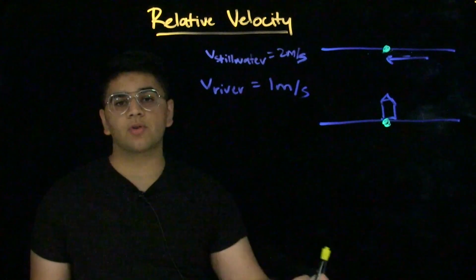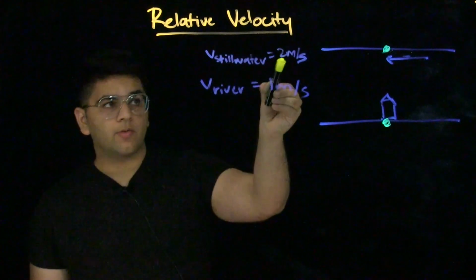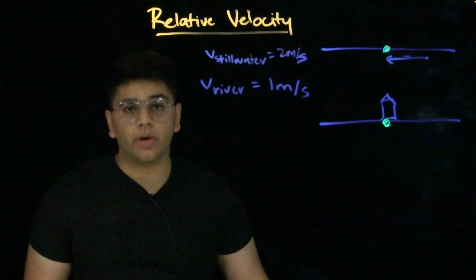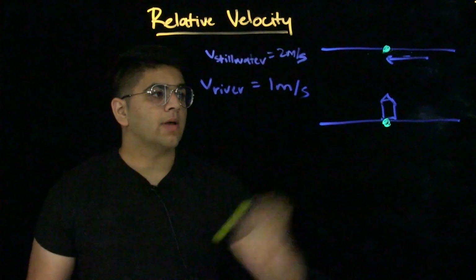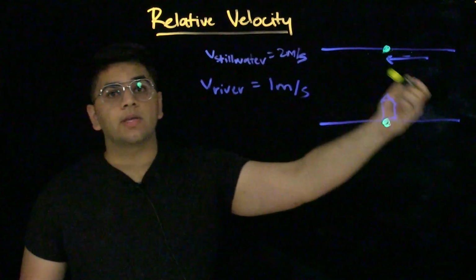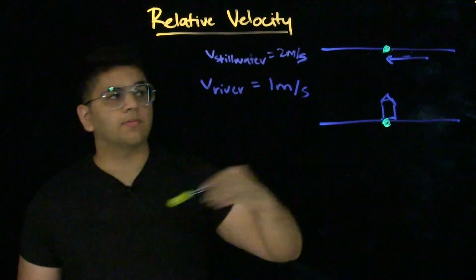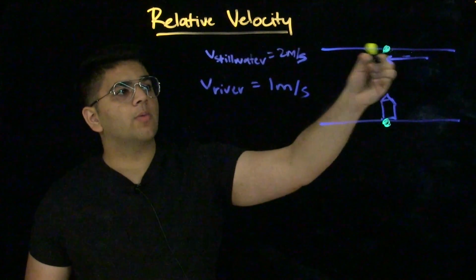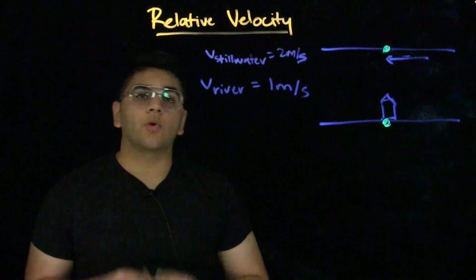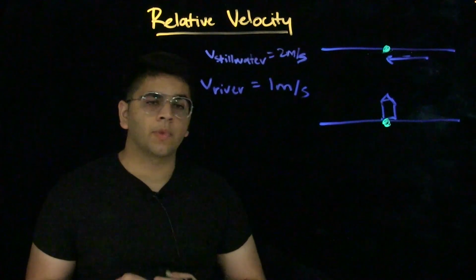So let's say if the boat tried to move in the straight direction with its max velocity across the river, would it end up at the same point? No. So as the boat is moving across, we know the river is also pushing on the boat, giving it a velocity in this direction. So the boat would end up somewhere more like here, which is not what we desire. So how can we remedy that?